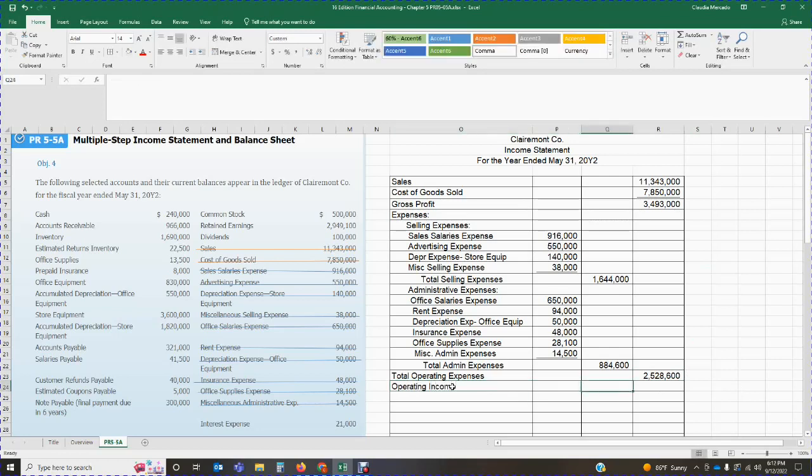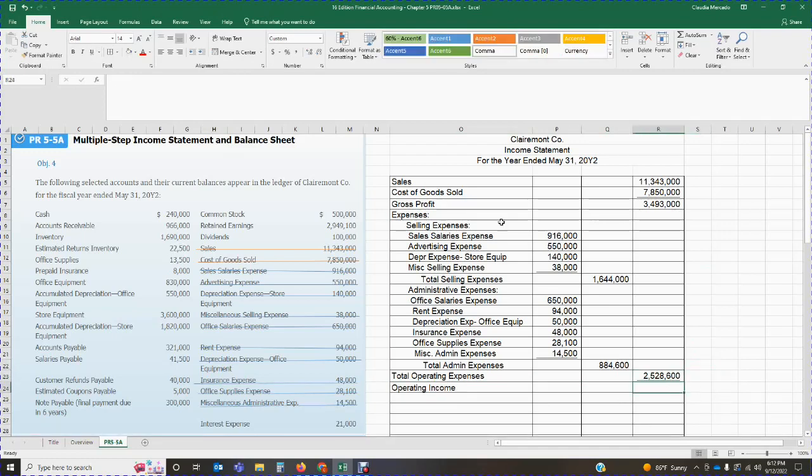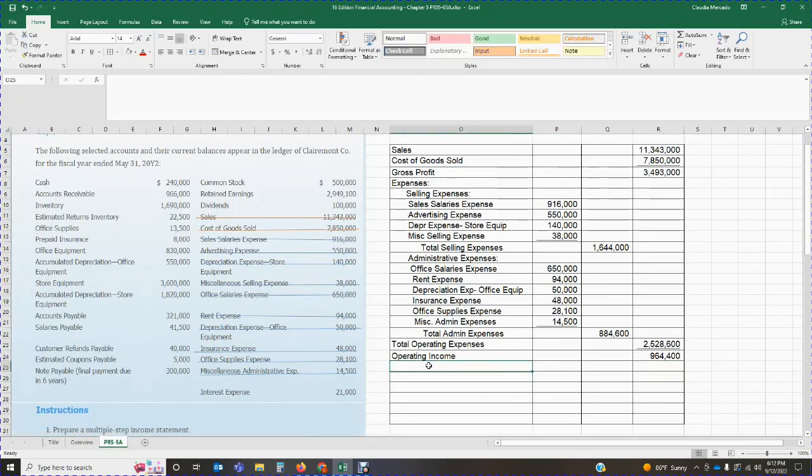Now to calculate our operating income. To calculate our operating income, we're going to get our gross profit, which is the $3,493,000, and we're going to subtract our total operating expenses of $2,528,600. Once again, we get our gross profit minus our total operating expenses. That's going to give me my operating income of $964,400.